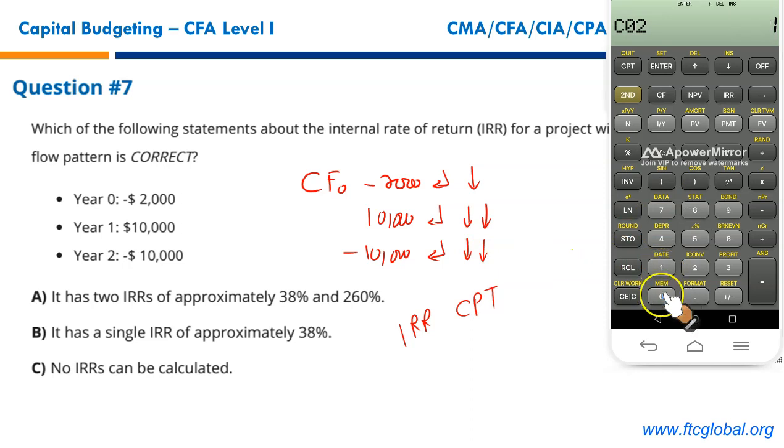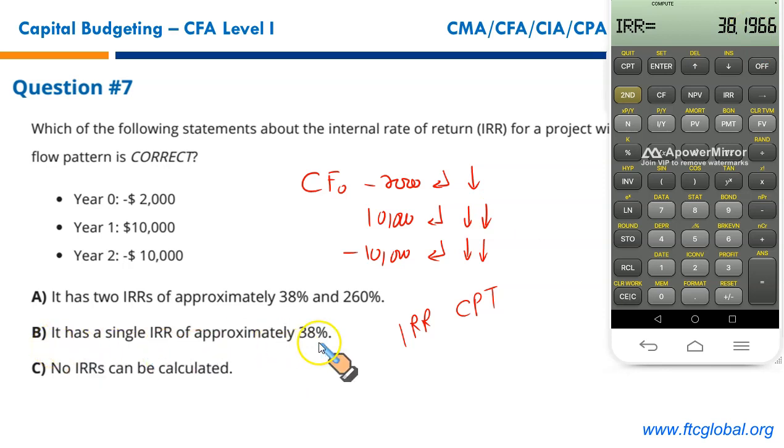Next we have the second year cash flow, negative 10,000. You write 1, 0, 0, 0, 0. You press the negative sign indicating it's an outflow at the end of year 2. You press enter. Since it's a single cash flow, you press the down arrow key twice. All done. Now you press IRR and simply press CPT. 38.19. Do not jump wildly and select option B.